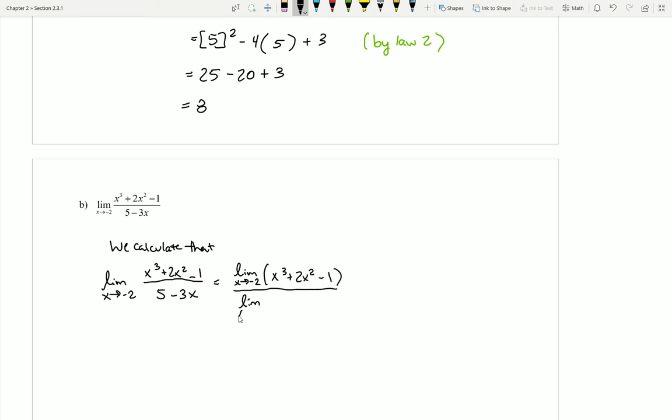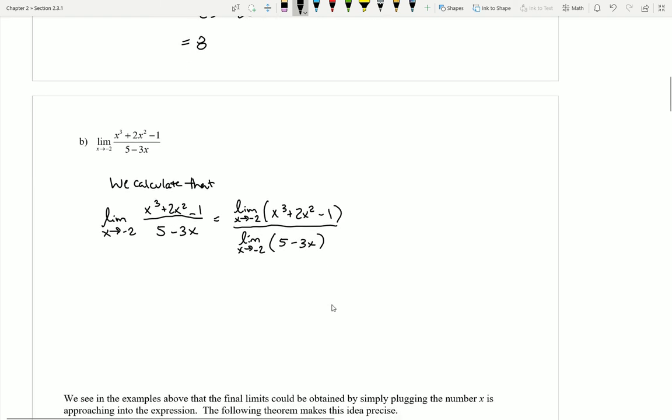And then on the bottom, I'm going to have the limit as x approaches -2 of 5 minus 3x. Now I'm going to start to try to combine a whole bunch of my rules at once, and you're more than welcome to do so as well. So notice here, I could separate this out and apply a bunch of rules.